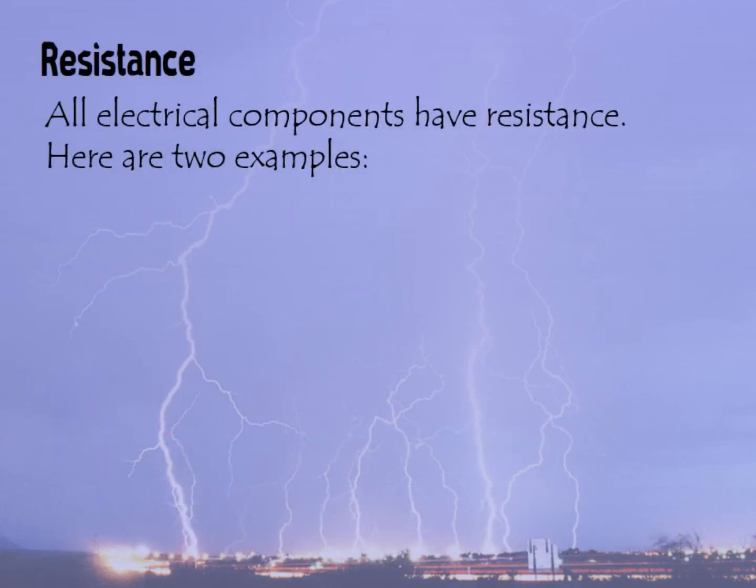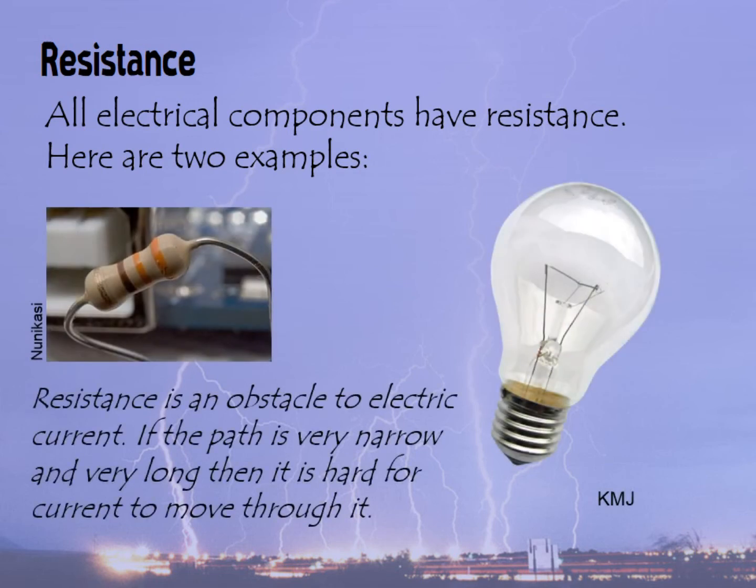So all electrical components have some resistance, but in things like wires, for example, we take it as being next to zero. However, here are two examples that we actually saw in our circuit. There is a light bulb on the right, even though that is quite an old-fashioned light bulb now. On the left, we can see a resistor, which is a component that is specially made to increase the resistance of a path in a circuit. So resistance, if we're going to define it, is an obstacle to electrical current. It's a measure of how difficult it is for current to get through the path.